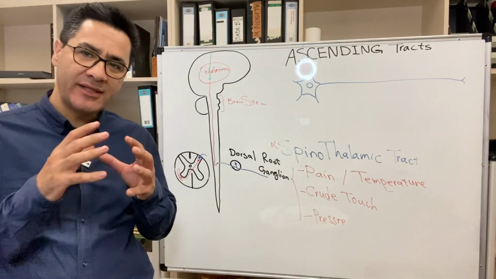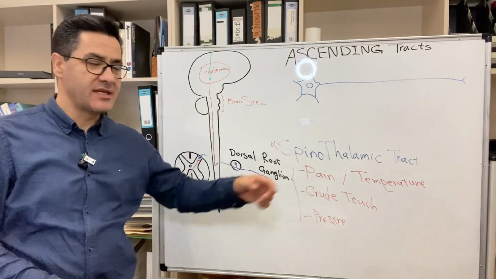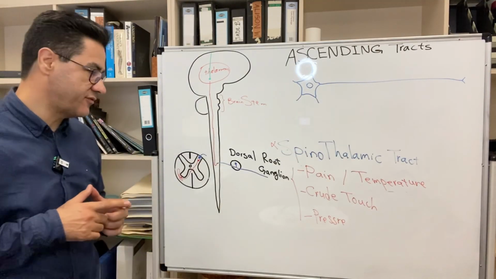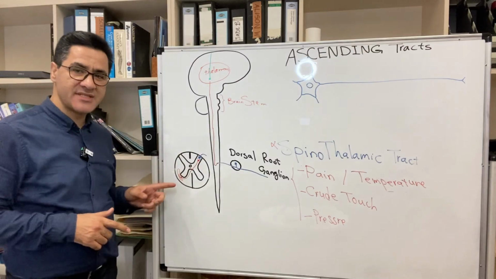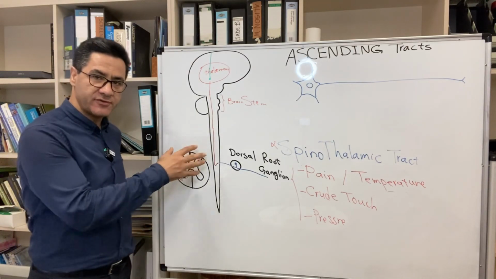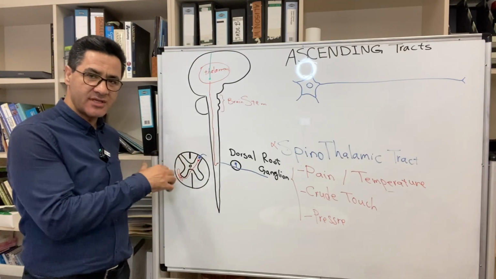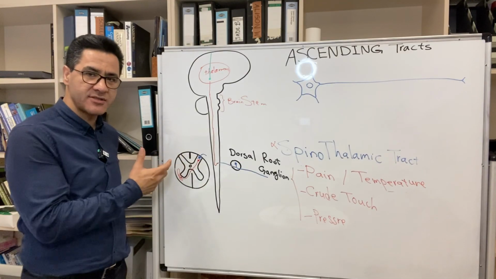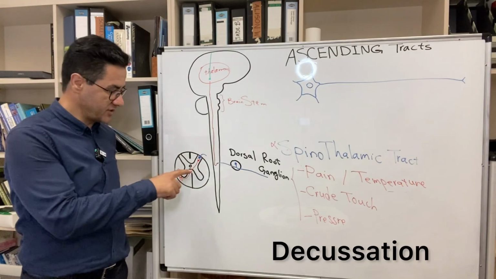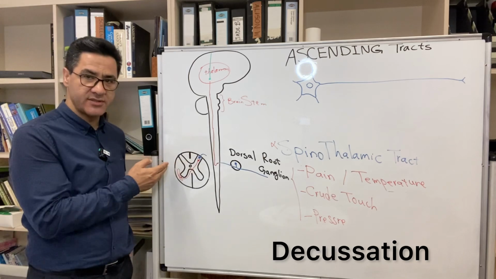Now I'm going to highlight the crossing point of the spinothalamic tract. As I mentioned before, the axon of the second order neuron crosses the spinal cord from one side to the other side. In neuroanatomy, the crossing of the axon is called the decussation. So the decussation will occur here from one side to the other side.